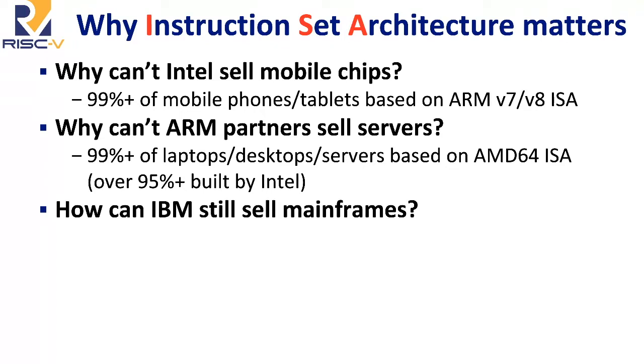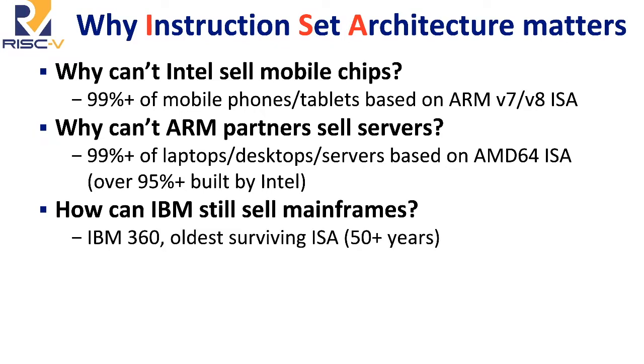Also, IBM is still selling mainframes. So the IBM 360 is the oldest surviving instruction set. It's well over 50 years old now. And in fact, IBM invented the idea of an instruction set architecture with the IBM 360 line. The idea that you could have a single instruction set and many different implementations. In fact, when they announced the IBM 360, they came out with 6 models on the same day that all ran the same software, but anything from 8-bit to 64-bit data paths inside those first machines.